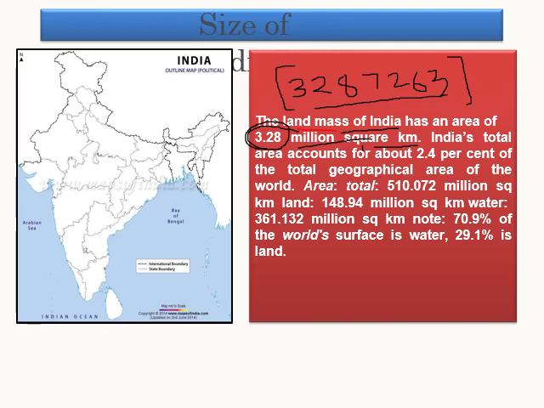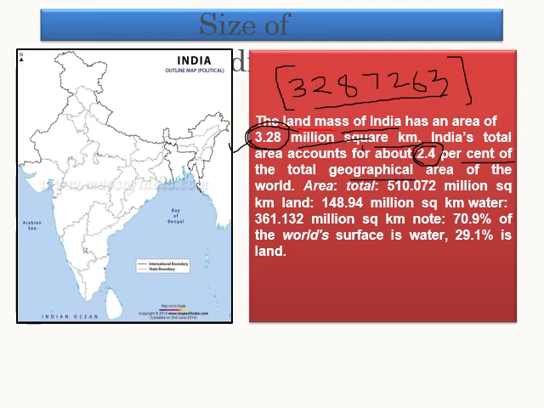But approximately we have 3.28 million square kilometer of area, and this area is about 2.4% of the total geographical area of the world. So as compared to the world, we have 2.4% of the area of the world in India.